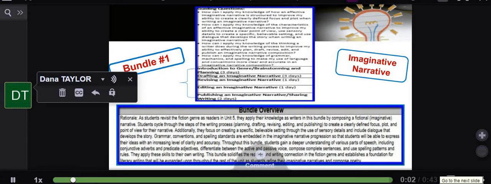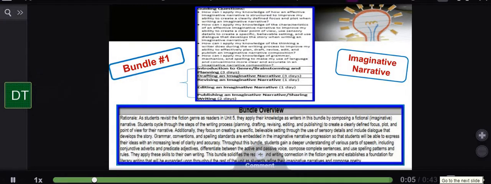Bundle 1, Imaginative Narrative. In this bundle, students revisit the fiction genre as readers in Unit 5. They will apply their knowledge as writers in this bundle by composing a fictional, imaginative narrative. Students will cycle through the steps of the writing process, which includes brainstorming and planning, drafting, revising, editing, and publishing. Grammar, conventions, and spelling standards are embedded in the imaginative narrative progression so that students will be able to express their ideas with an increasing level of clarity and accuracy.